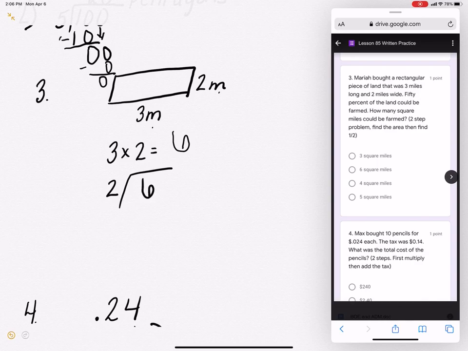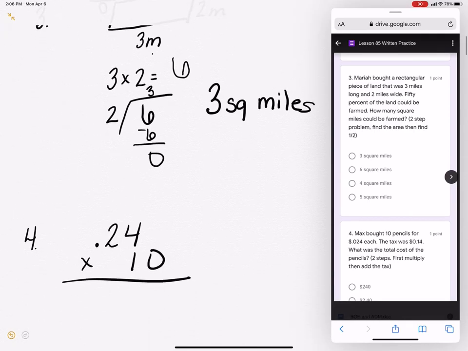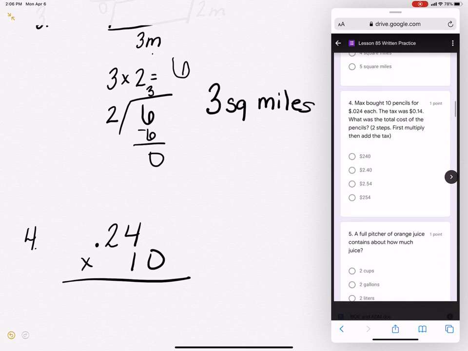6 divided by 2. There are 3 2s in 6. Subtract, and there's no remainder. So she can farm 3 square miles. Number 3 is 3 square miles.